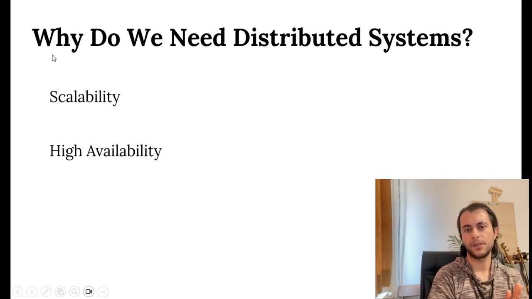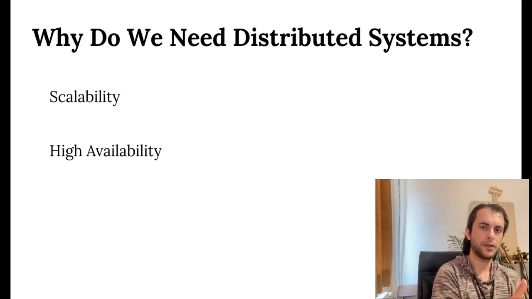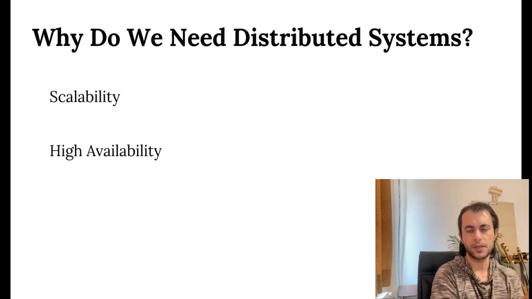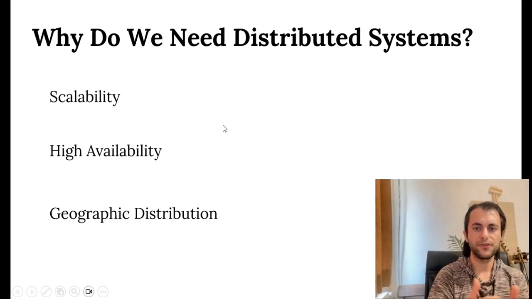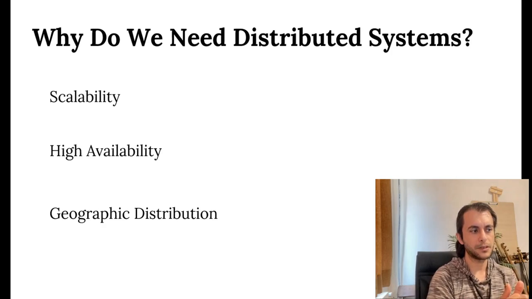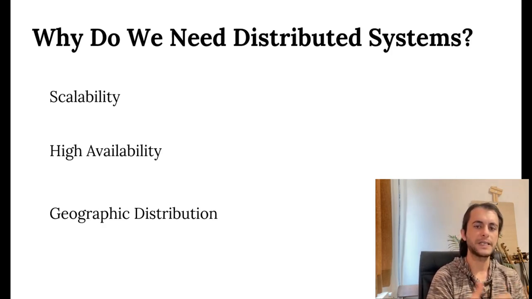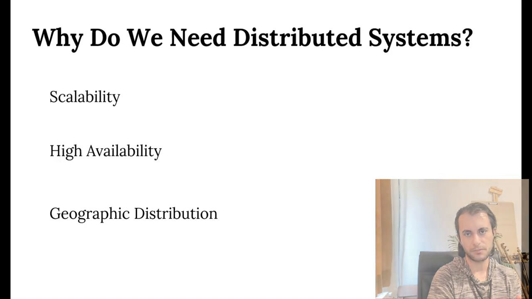Users live everywhere around the world, Africa, America, Asia, and if the servers are in one country, it will be slow for many users. As a result, companies place their servers in multiple countries. So the third reason is geographic distribution, and that's why CDNs exist in distributed systems.